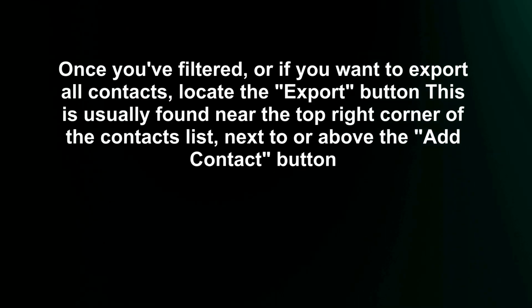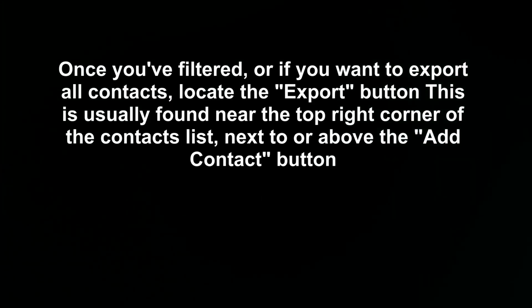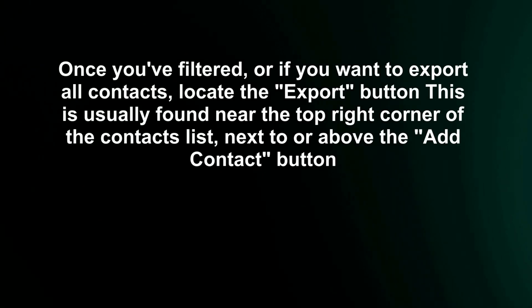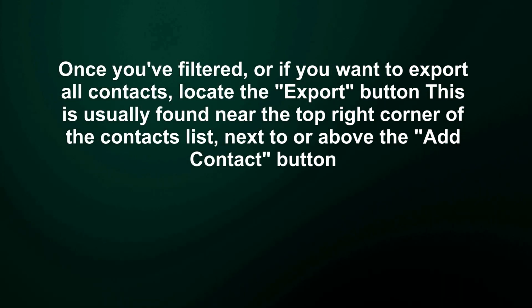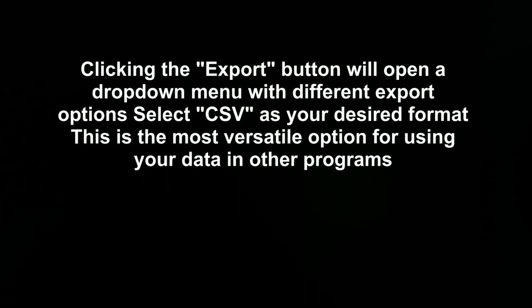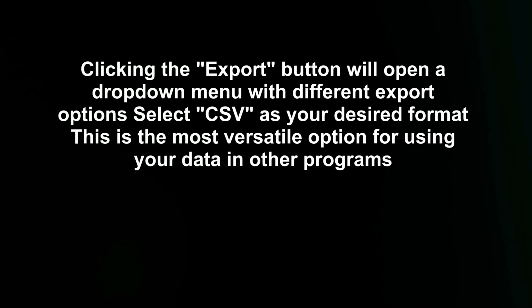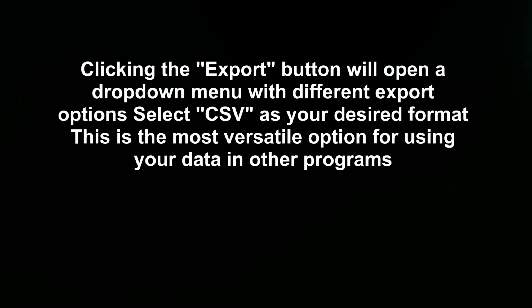Once you've filtered, or if you want to export all contacts, locate the Export button. This is usually found near the top right corner of the contacts list, next to or above the Add Contact button. Clicking the Export button will open a drop-down menu with different export options. Select CSV as your desired format. This is the most versatile option for using your data in other programs.